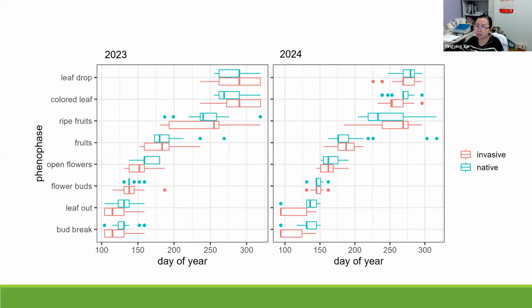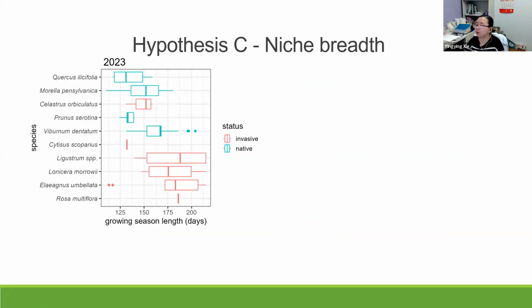Especially, we don't really see a priority effect. We just find strong evidence showing the priority effect for the leaf-out early in spring, not in other phenophases or other seasons. Okay, so this is just about the priority effect. And what about another hypothesis, about niche breadth?